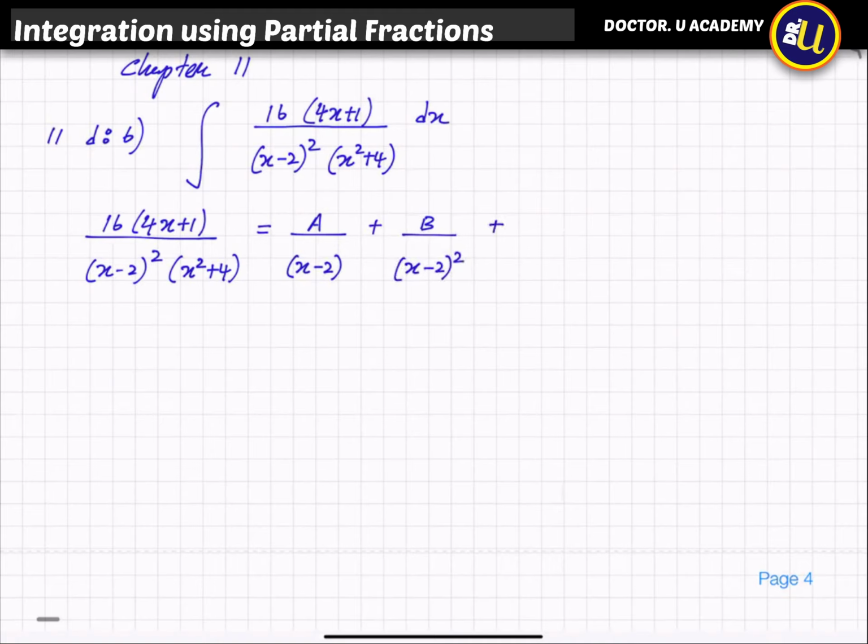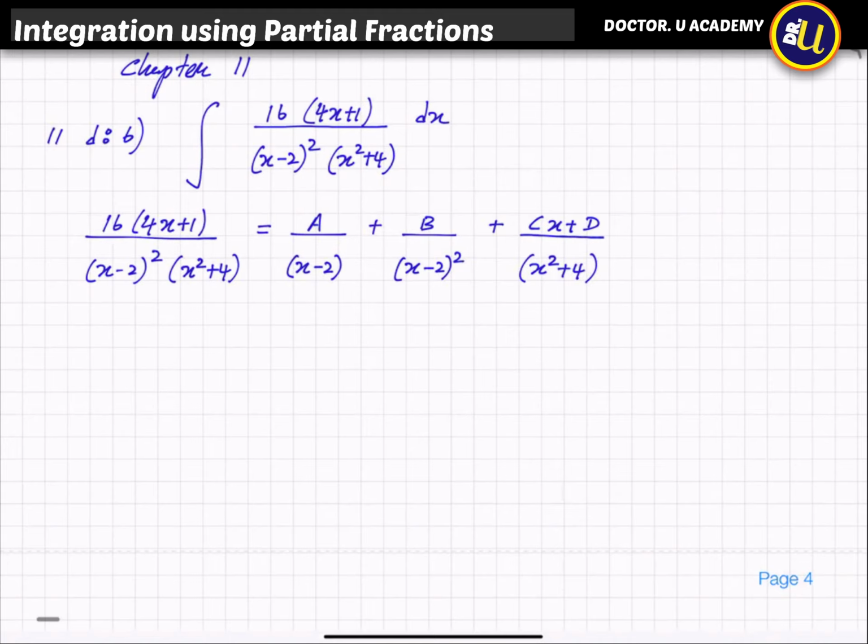now in the next term you have x squared plus 4. What you will do, you will write cx plus d. So we know this from the partial fraction theory. So x squared plus 4. Now the next goal would be to find A, B, C, D.